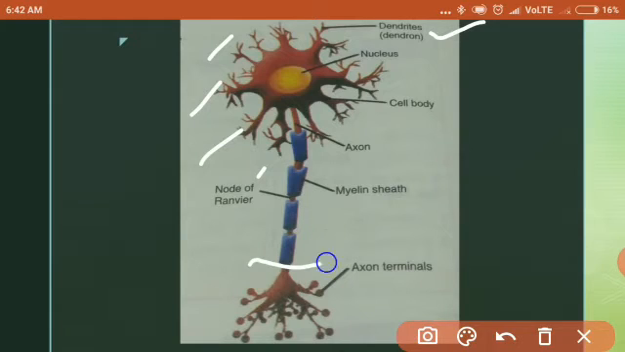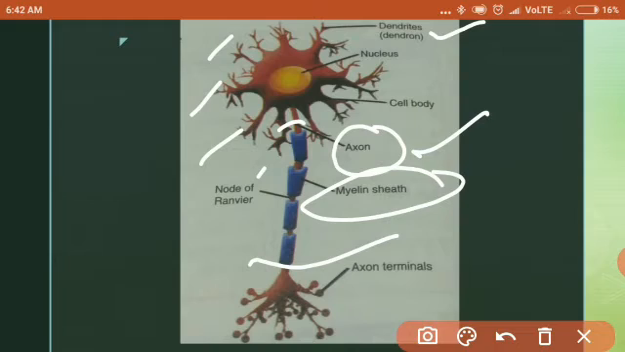Then there is a long extension also. It is called axon. So there is a single long fiber extending from the cell body, which is called axon. This axon is covered by a myelin sheath, but it is not continuously covered by a myelin sheath. There are some interruptions in between, and the place where the covering of myelin sheath is not there is called node of Ranvier. So this myelin sheath and node of Ranvier play an important role in transporting messages. How it occurs, you will be studying in your higher classes.